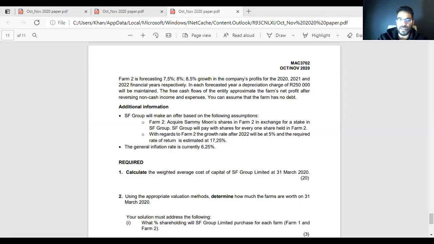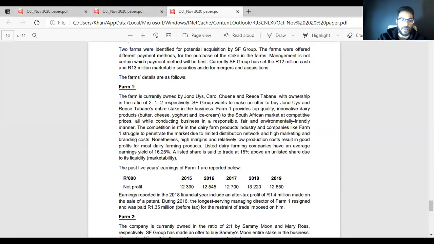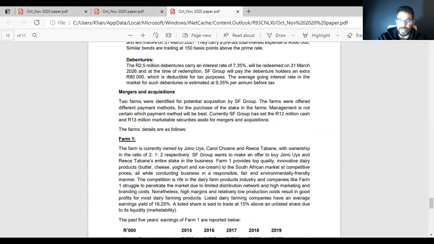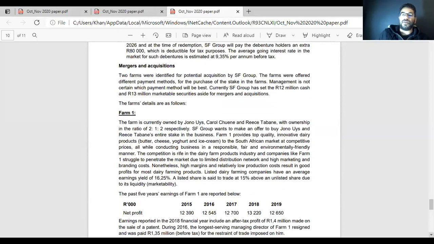I'm going to share my screen. You should be able to see my screen. I'm going to read the scenario and we're going to go through it. I'm just going to read from mergers and acquisitions, but I think this is the only relevant information. So it reads as follows.